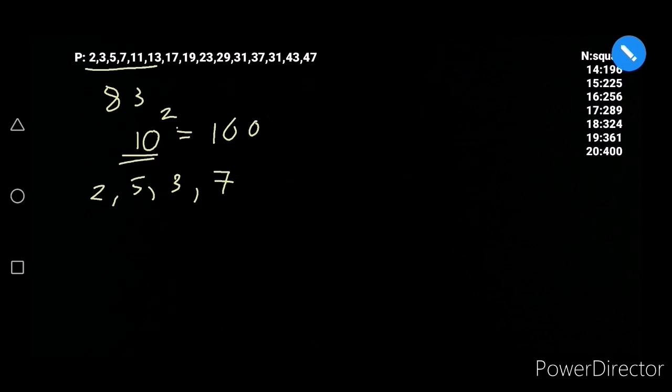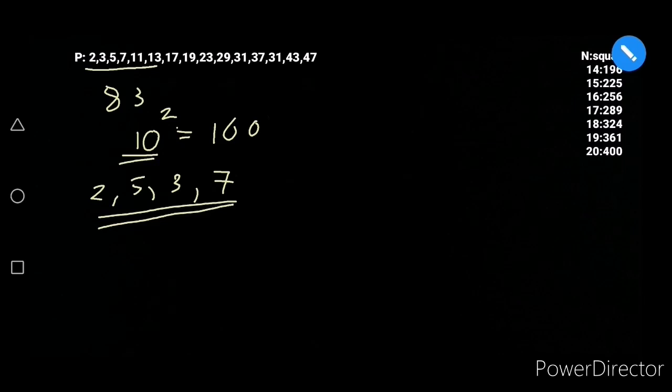Now the third step is finding the divisibility. I have to check if 83 is divisible by all of these numbers. If it is not divisible by any of these, then that means it is a prime number. And if it is divisible by any of these numbers, then it means it's not a prime number.